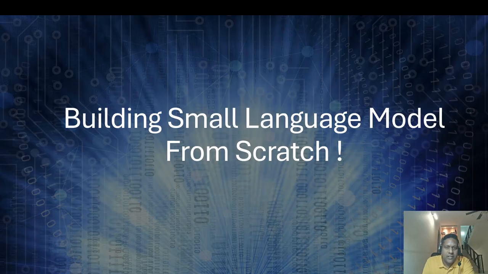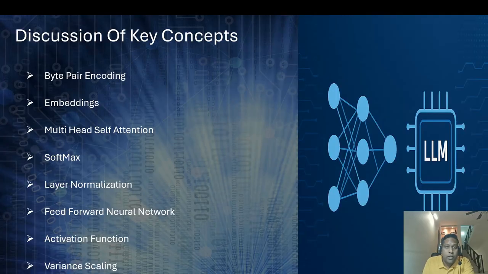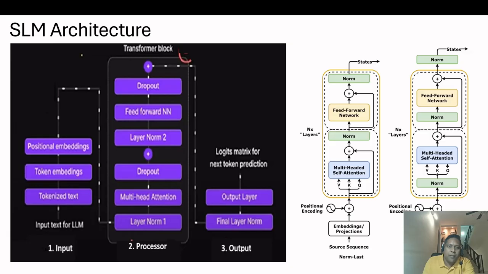In the first lecture, we covered a variety of key concepts and all the theory behind the SLM architecture. You would remember byte pair encoding, embeddings, multi-head self-attention, and then the concepts of softmax and layer normalization, and essentially how all of these components are chained together to create this SLM architecture, with the transformer block.